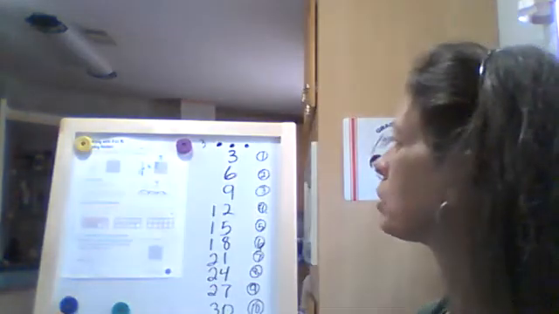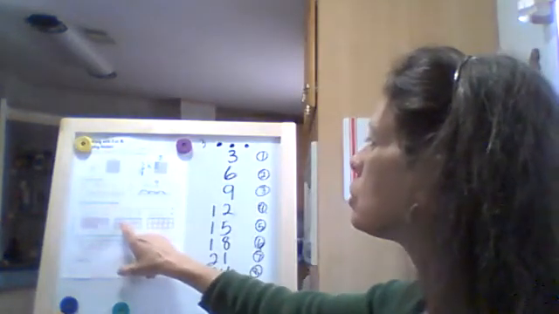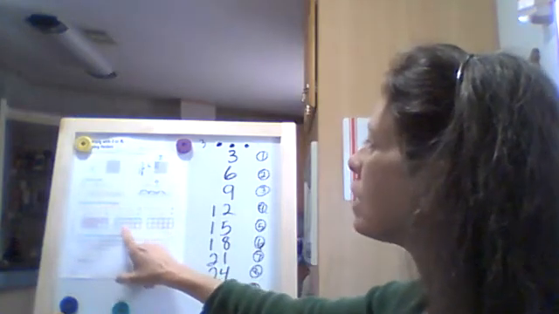So we can go 1, 2, 3, 4, 5, 6, 7, 8, 9, 10, 11, 12, 13, 14, 15, 16, 17, 18, 19, 20, 21, 22, 23, 24, 25, 26, 27. How many cookies do I have? 1, 2, 3, 4, 5, 6, 7, 8, 9.